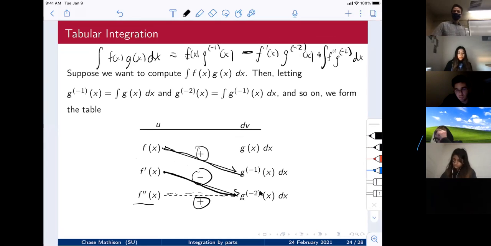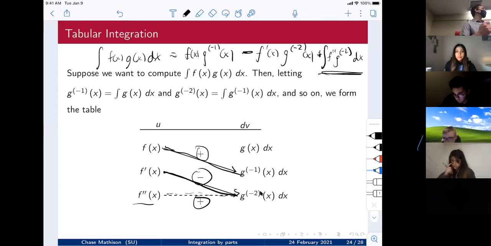So the lines just mean multiply these things and it alternates plus minus, and you could have 20 rows in this column if you had the integral of x to the 20th times sine of x, and you would just keep doing plus minus until eventually, how do you know when you can stop? Well, once this is an integral that you can do easily.